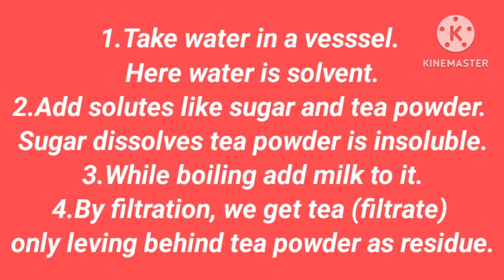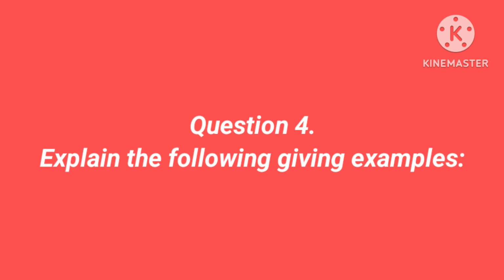While boiling, add the milk. Then undergo filtration, where the residue, the waste thing, will be there. That is called a residue. The waste means the tea powder, which is insoluble in the tea, that is called a residue. What you get as pure filtrate in another beaker is called pure tea. So that is the main question, tea preparation.